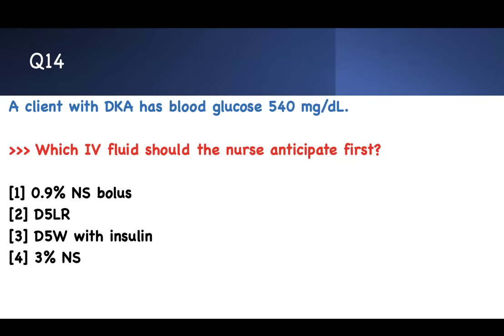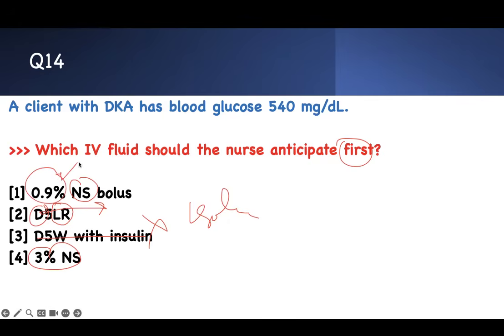DKA, the sugar is 540. Which IV fluid would you give them? That means you should not give sugar right now. At the same time, DKA patients are dehydrated. Therefore, they need isotonic fluid. LR is isotonic. Normal saline is isotonic. This one is going to do what? Give them more glucose, but it's not the first fluid you give them. They don't need 3%, too much sodium. This has D50, another sugar. The right choice is normal saline.